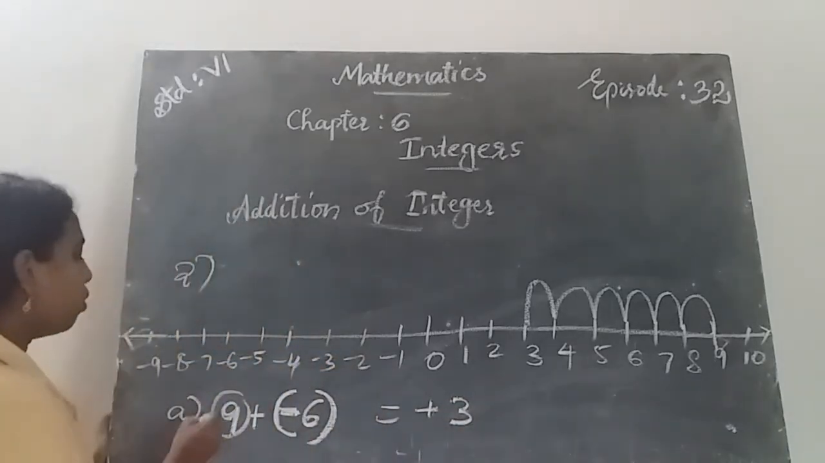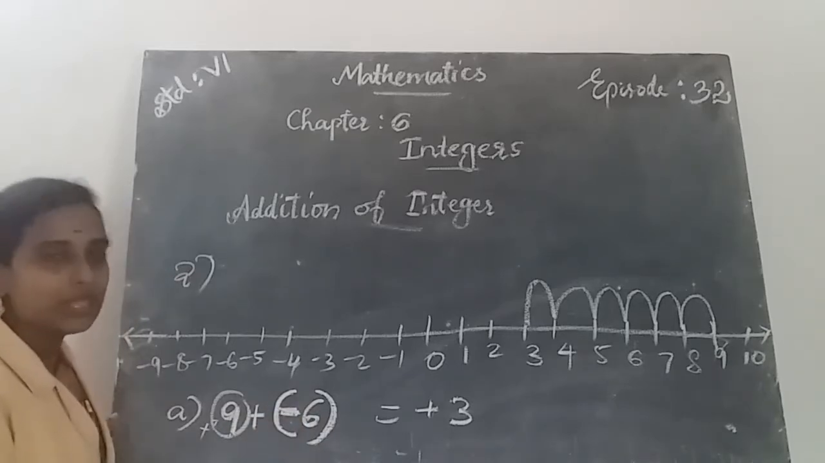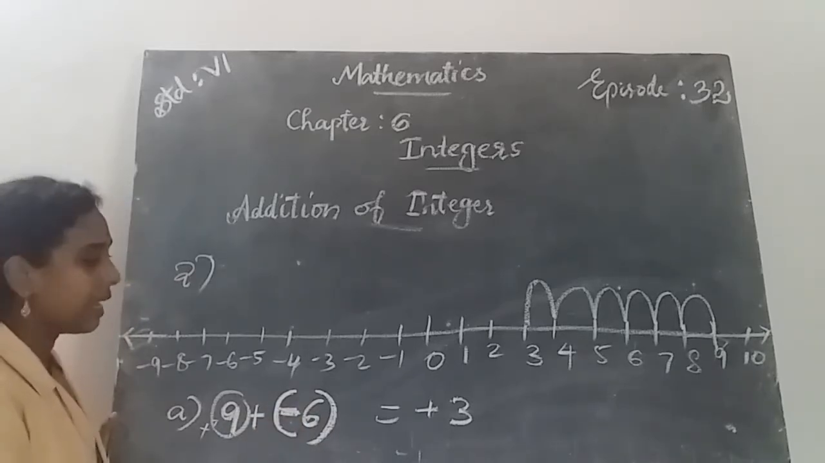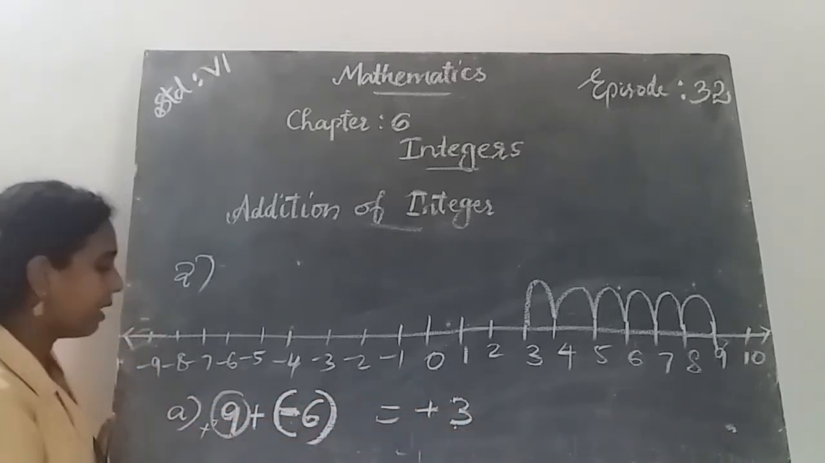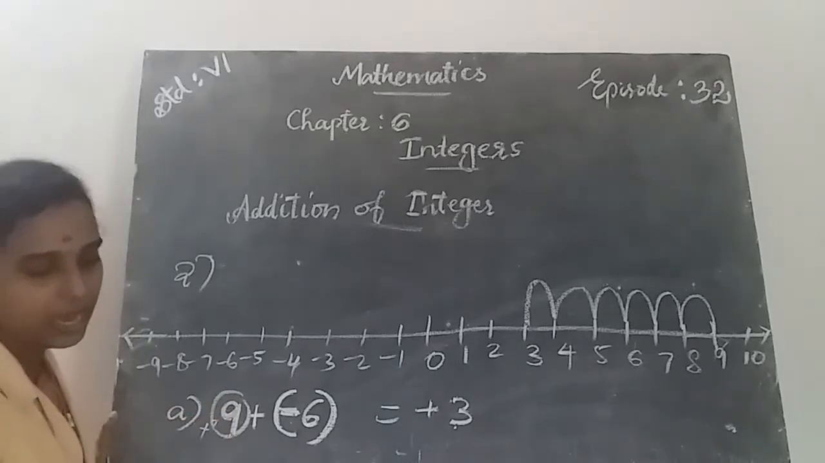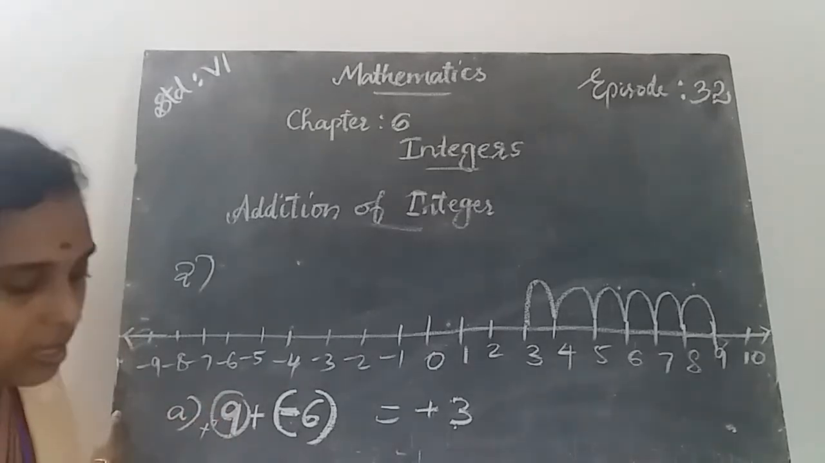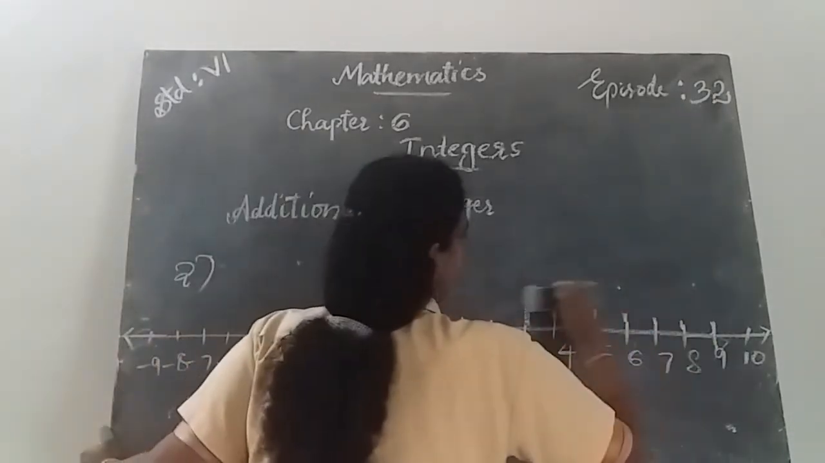Here one integer is positive and another is negative. Then we subtract these two integers, then take the sign of the biggest integer. Here 9 minus 6 we get 3, and the biggest number is 9, and the sign of 9 is positive. So we get positive 3. Then the next question.